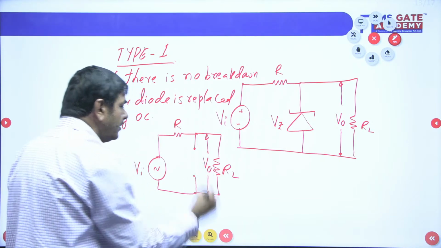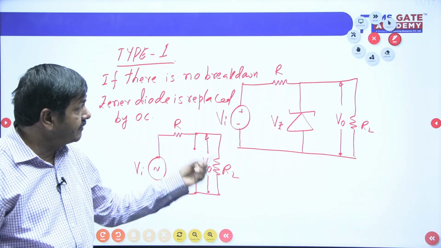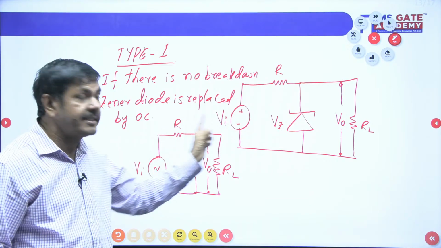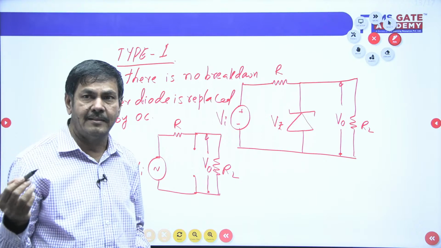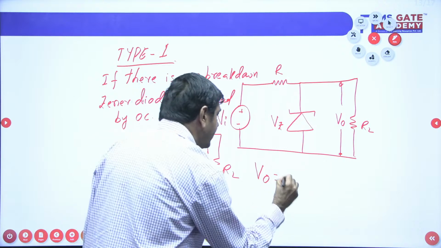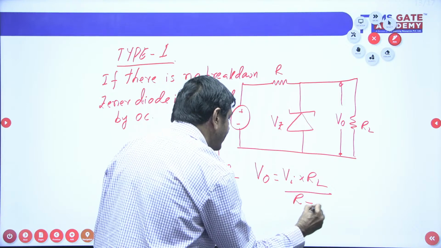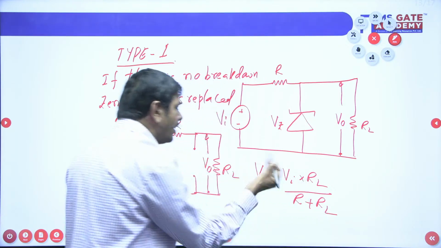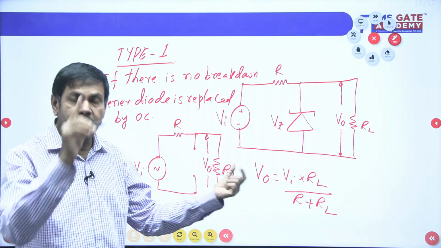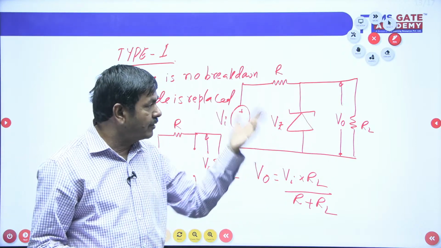You must find V naught first from the given problem. How can we find V naught? If the Zener is not in the on state, not in conduction, we can find V naught by using the voltage divider formula: V naught equals supply voltage VI into RL by R plus RL. By using this formula, you are going to get the V naught value. Based upon that V naught value, you will come to the conclusion: V naught equal to Vz, or V naught less than Vz.